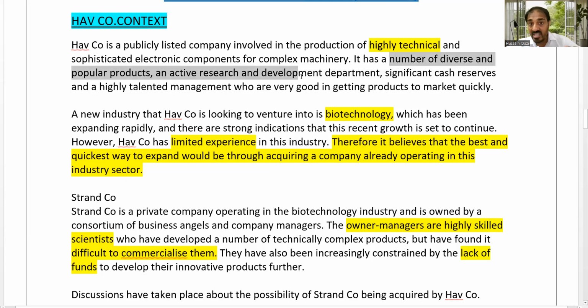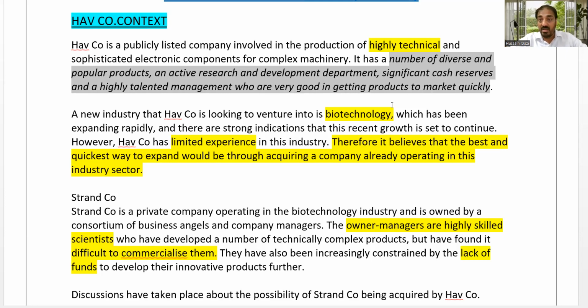They are good enough with respect to their main operations, their core operations: product development, research and development, all these things. So in the core area they are good enough, and well diversified. They are good enough with respect to finance, with significant cash reserves, and also good in business operations, with a good command of marketing the product quickly.